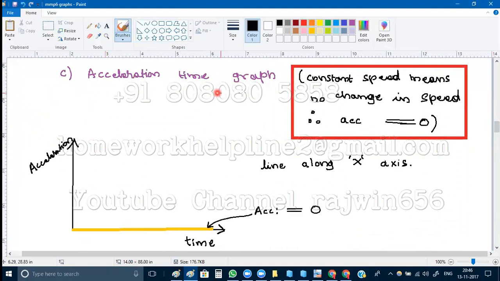Okay. Now, acceleration time graph. Here the speed is constant, means there is no change in speed, so acceleration will be 0. The gradient of this graph will be 0. This will be the line that's going to be along the x-axis. Here the acceleration is 0, so it is touching the x-axis.